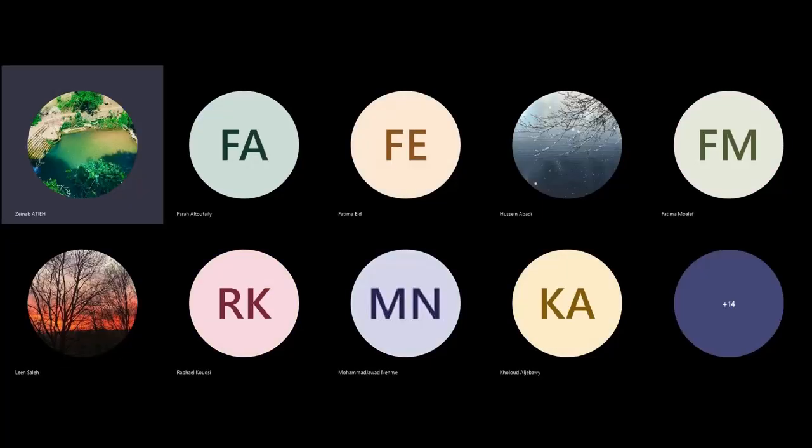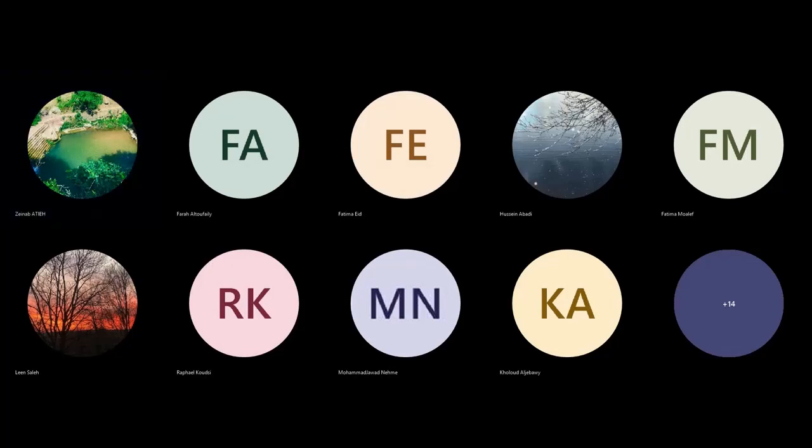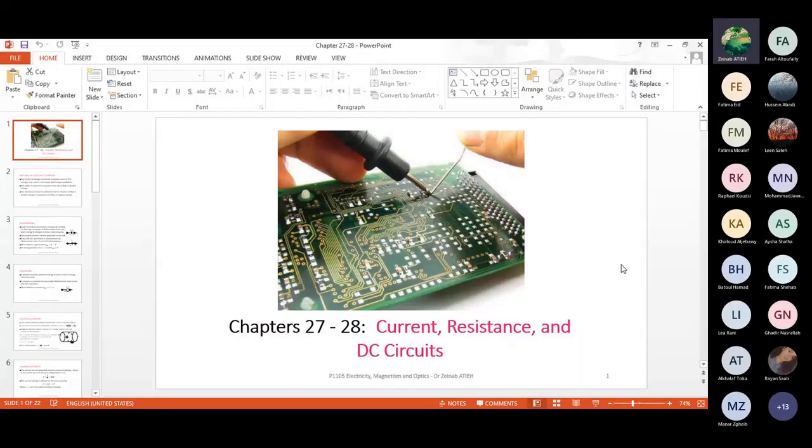So chapter 27, 28, current, resistance, and DC circuits. As it appears from the title, we're going to discuss currents, resistors, generators, receivers with DC currents. We're not going to talk about AC currents, only DC currents. So let's start.